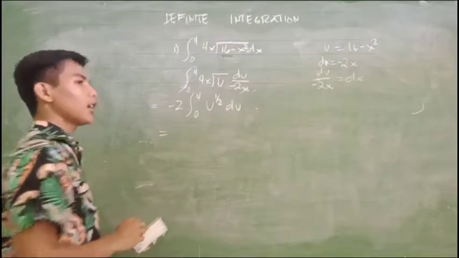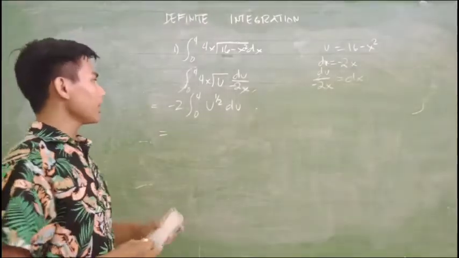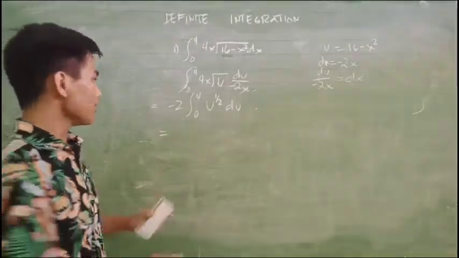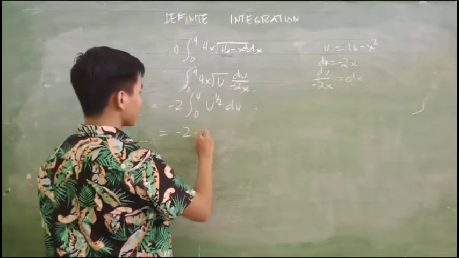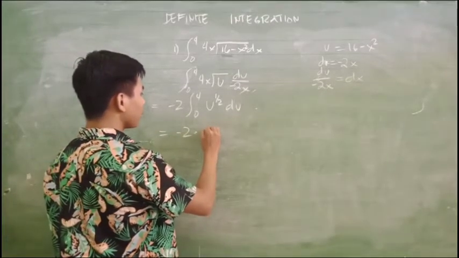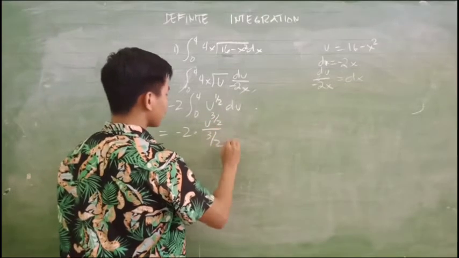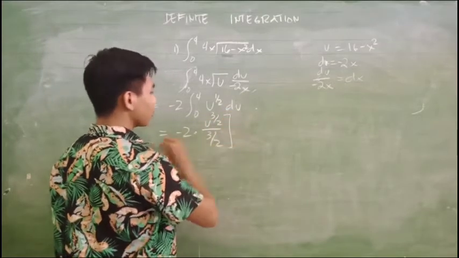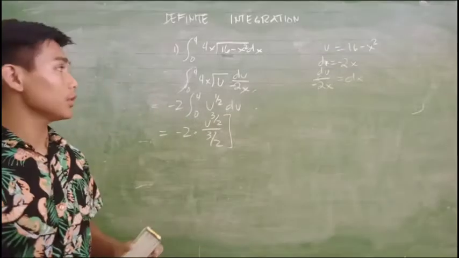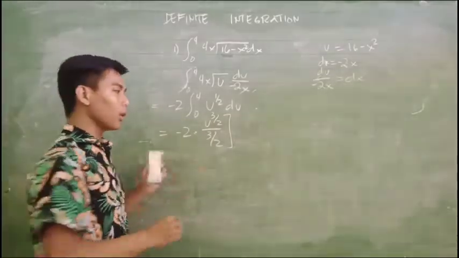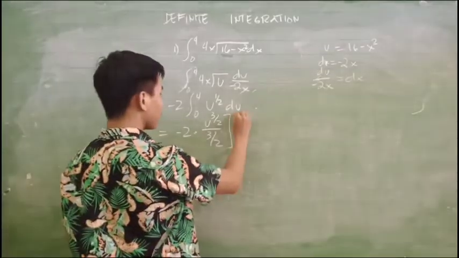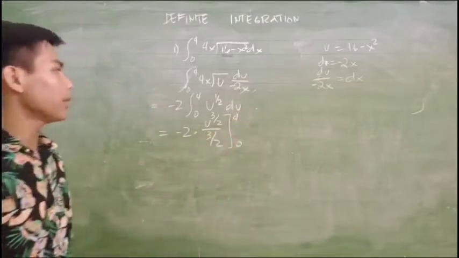After such process, we can now integrate our function. So this would be negative 2 times the integral of u to the 1/2, which would be u to the 3/2 over 3/2. And don't forget to put brackets because it is a must in definite integration. And then copy our lower and upper interval. So that would be 0 and 4.